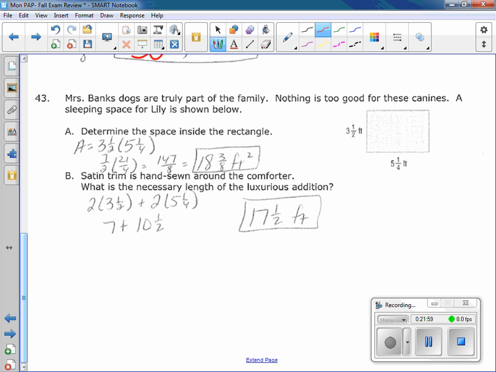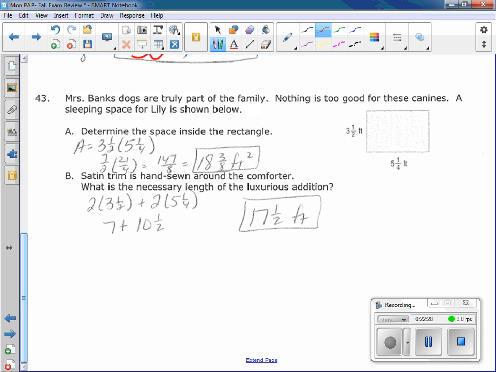Inside the rectangle, if you're determining the space inside of a rectangle, that's length times width, so you should be multiplying. And then remember that whenever you're multiplying or dividing fractions, you have to have them proper. So 3 times 2 is 6, plus 1 is 7, that's 7 over 2. 5 times 4 is 20, plus 1 is 21 over 4. 7 times 21 is 147. 2 times 4 is 8. And then you have to turn that back into a base number.